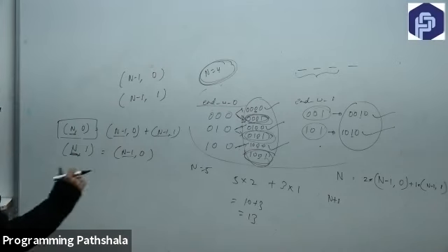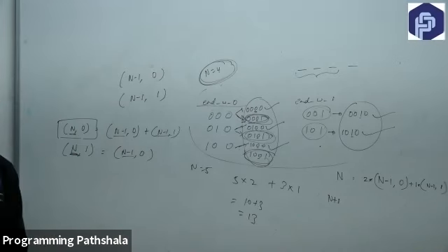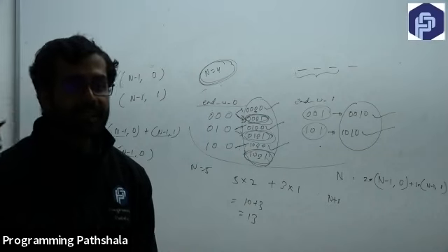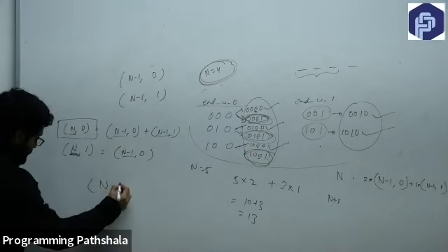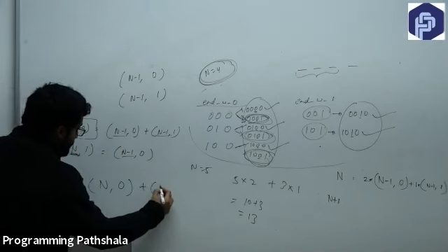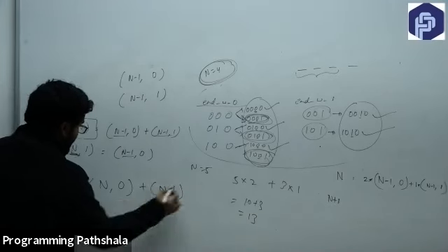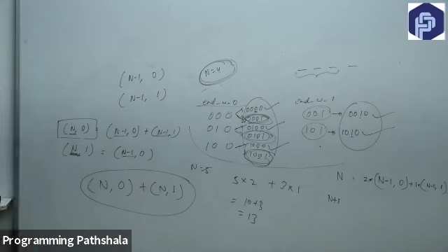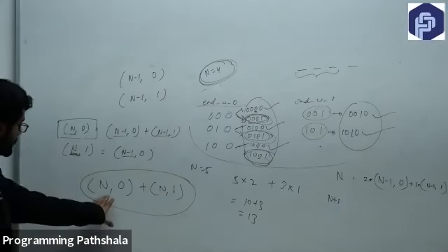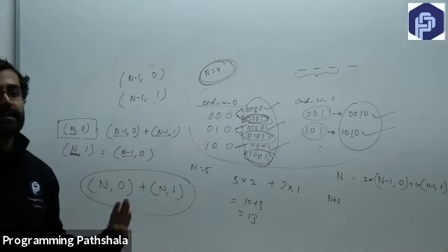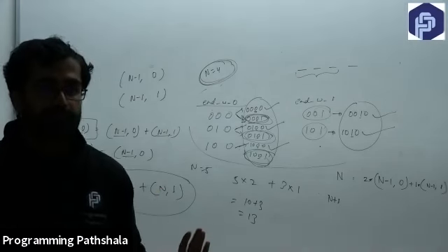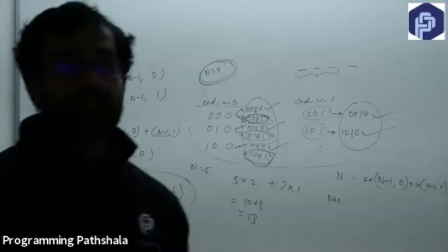Cool. Now, if somebody asks me how many valid substrings of size n are there, that will be nothing but the number of bit strings of size n ending with 0 and the number of bit strings of size n ending with 1. Is it not? My actual answer would be the number of bit strings of size n that end with 0 and the number of bit strings of size n that end with 1. Is that not? Yes, no.